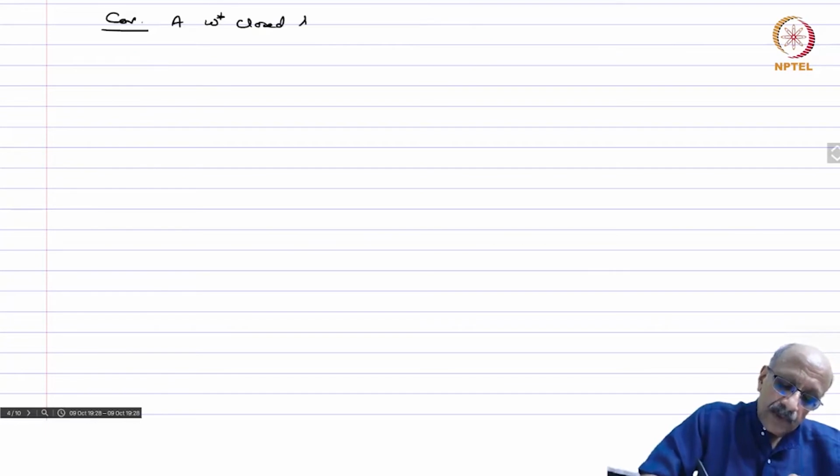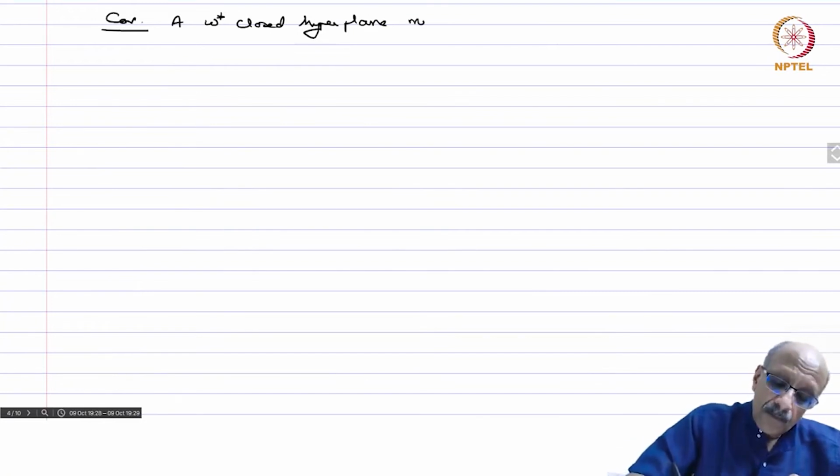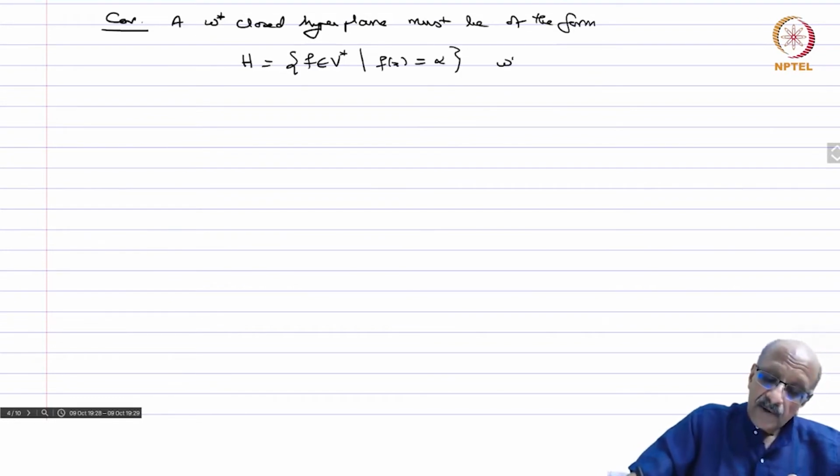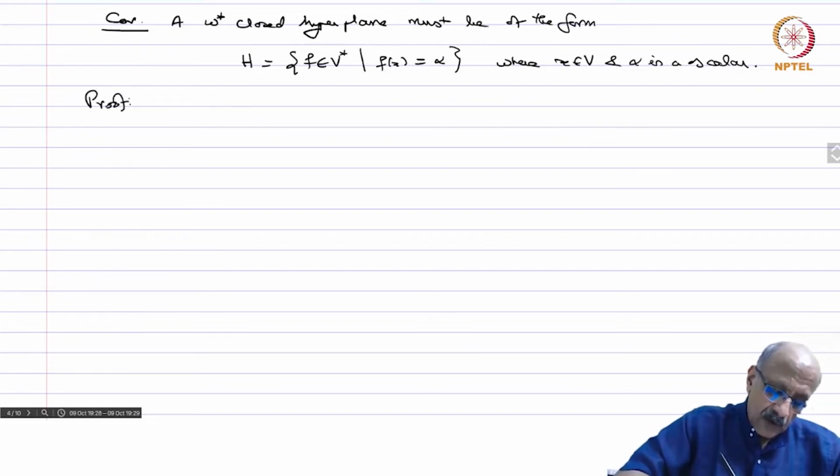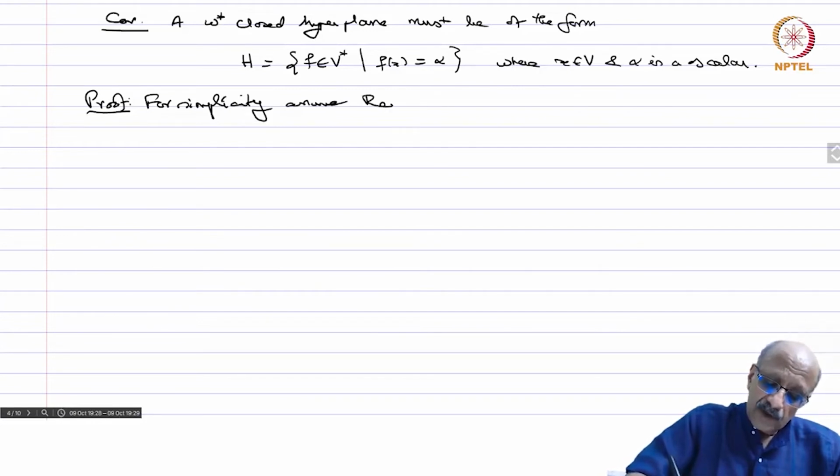closed hyperplane must be of the form H equals the set of f in V star such that f(x) equals alpha, where x belongs to V and alpha is a scalar. Okay, so we are going to prove this, for simplicity, assuming V is a real Banach space.